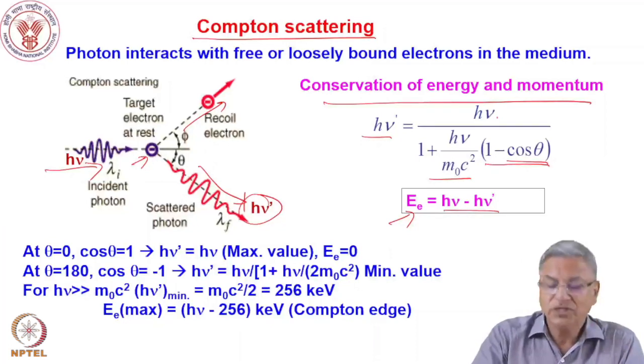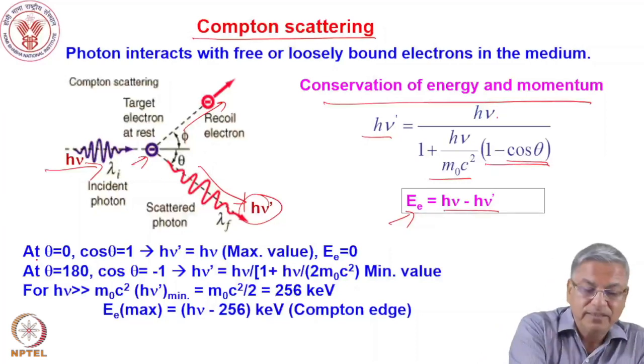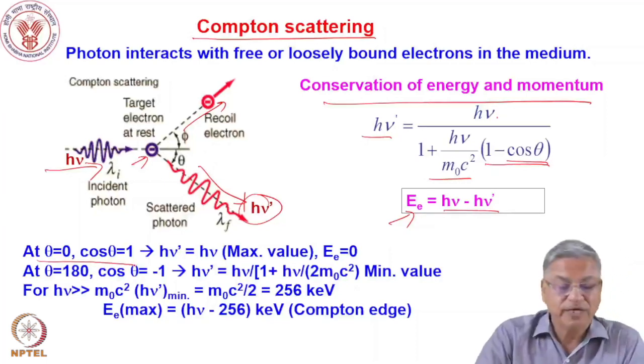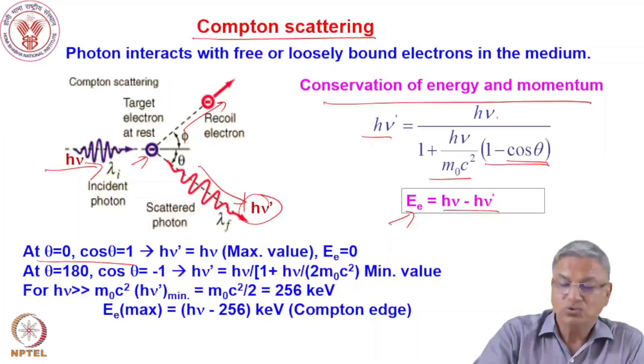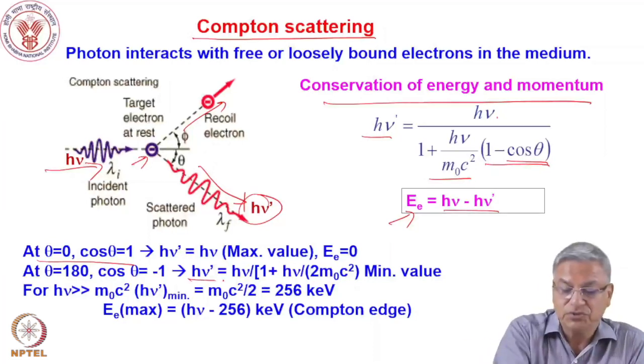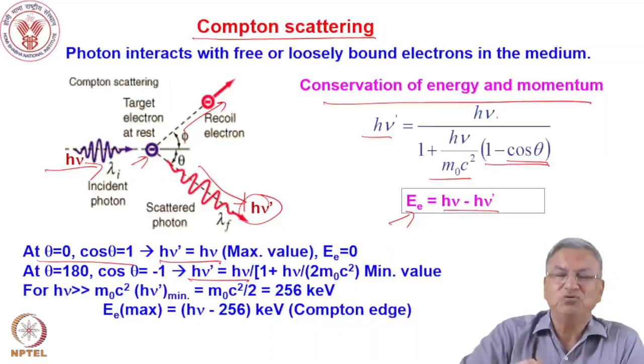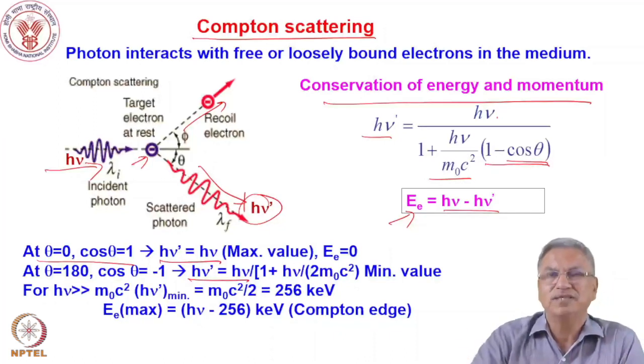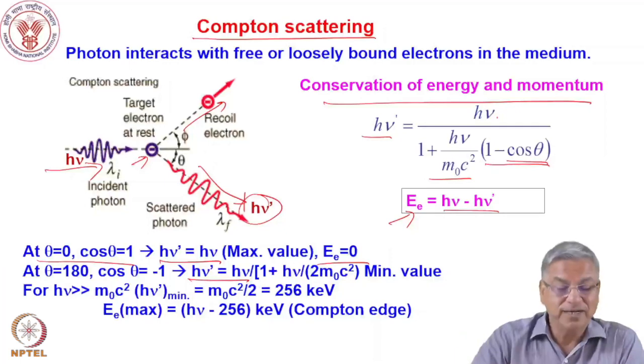The manifestation of this you will see when we look at what happens at theta equal to 0. When theta equals 0, cos theta equals 1, so this term becomes 0, and you have h nu dash equal to h nu. That means at 0 degrees, the photon goes undeflected, and the electron energy is 0 when the photon is scattered at 0 degrees.